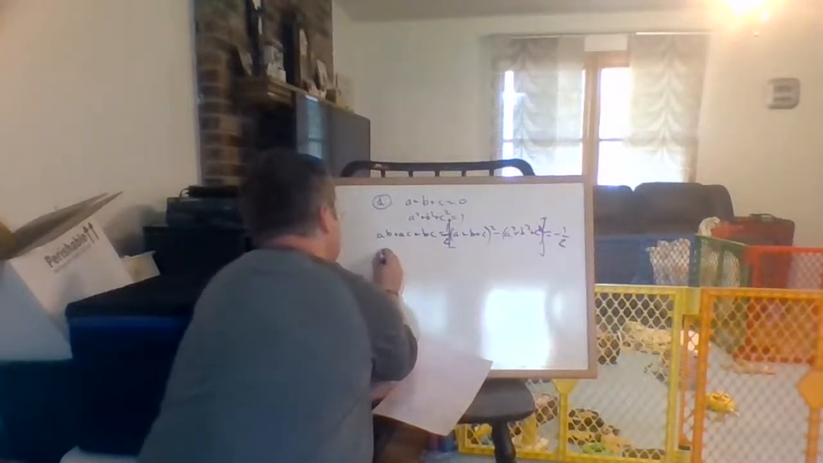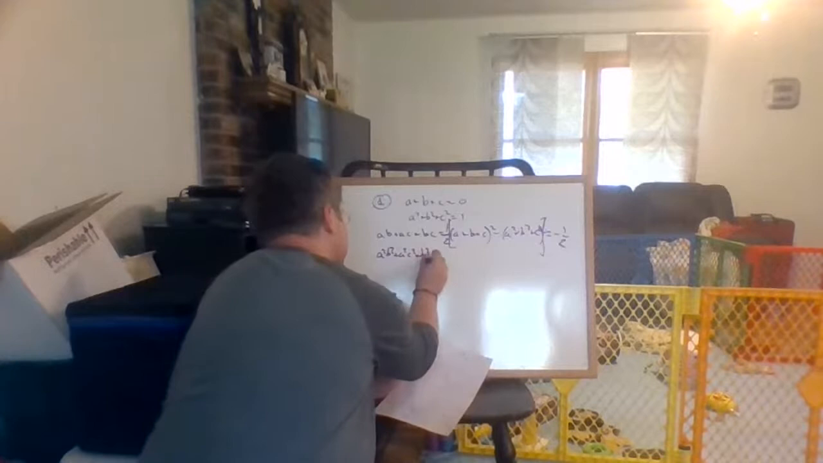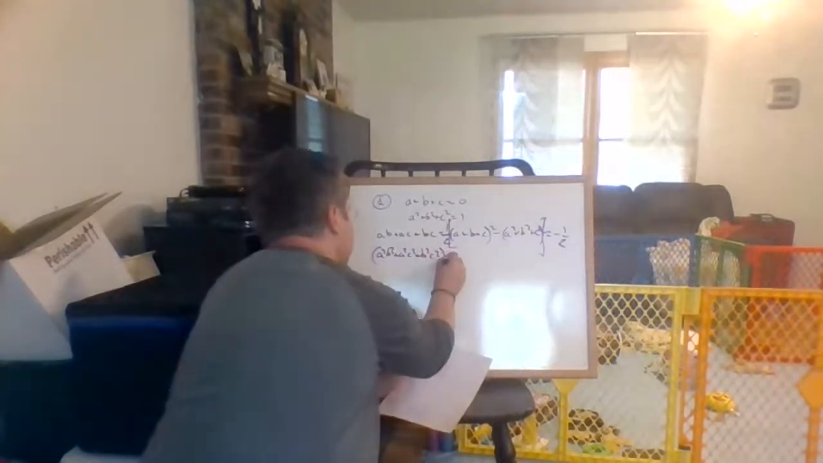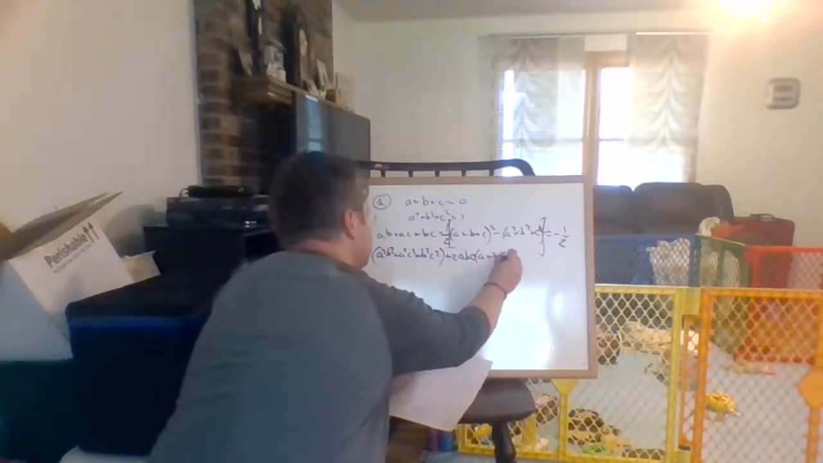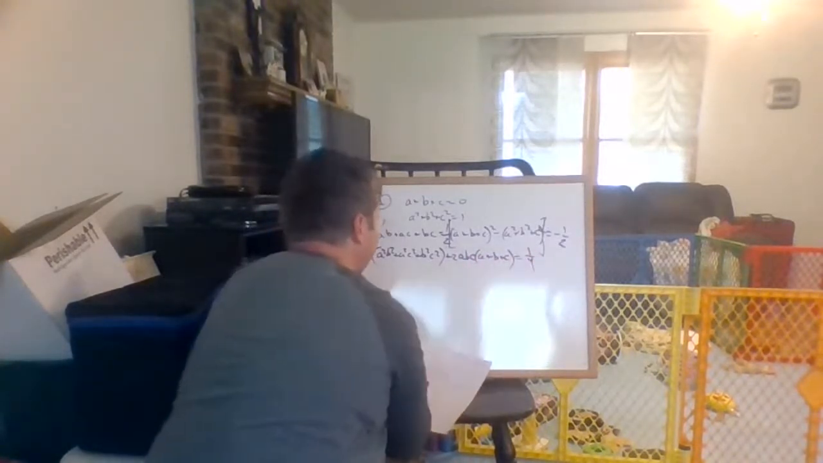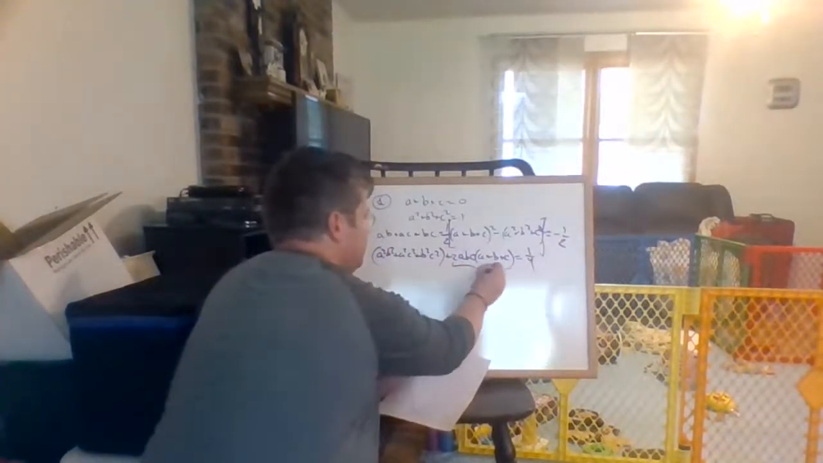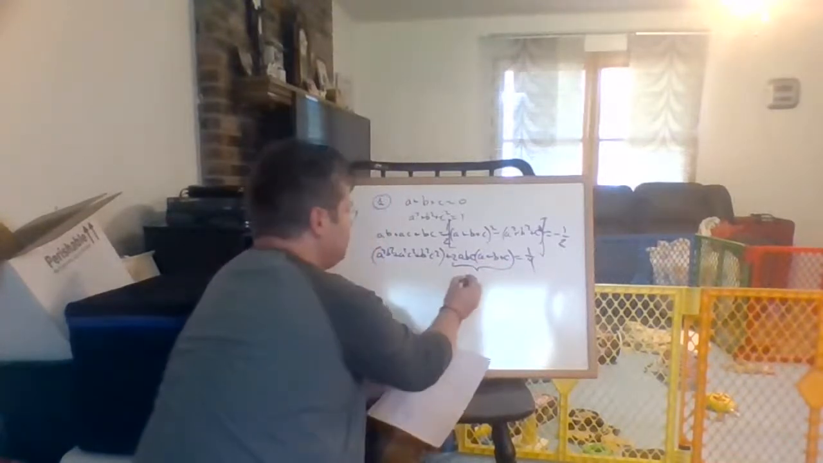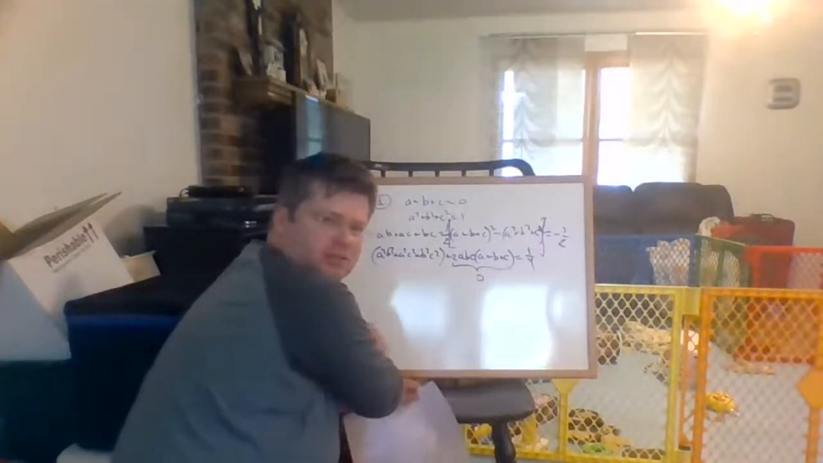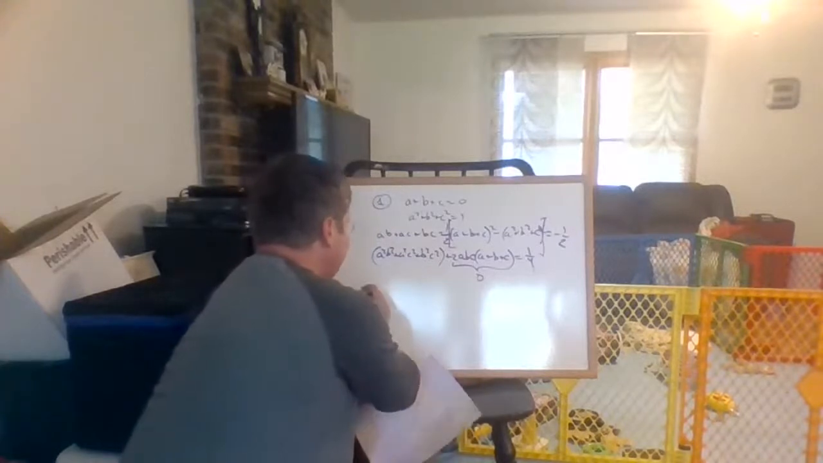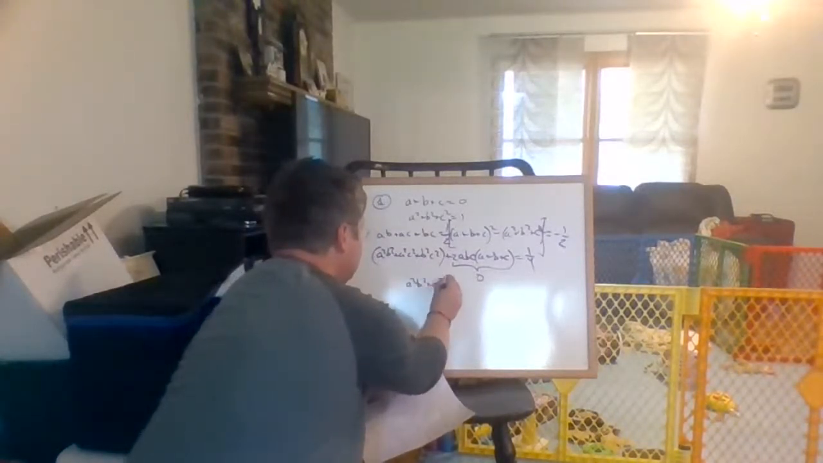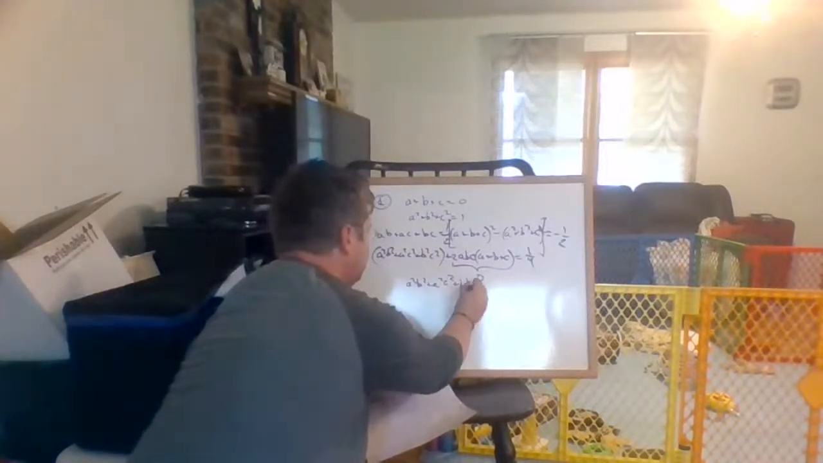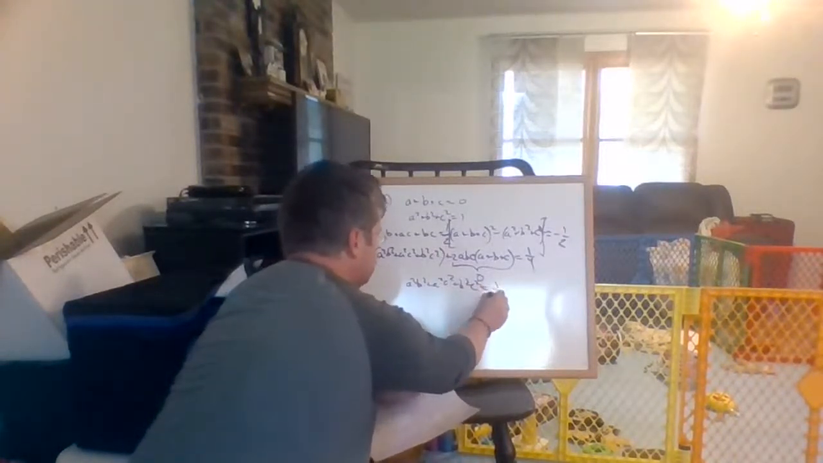Then let's square this. We get a squared b squared plus a squared c squared plus b squared c squared plus twice abc times a plus b plus c equals 1/4. Now this is 0 because the factor a plus b plus c is 0. Therefore, we can conclude that a squared b squared plus a squared c squared plus b squared c squared is 1/4.